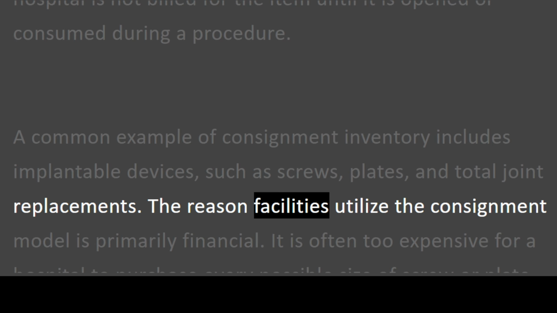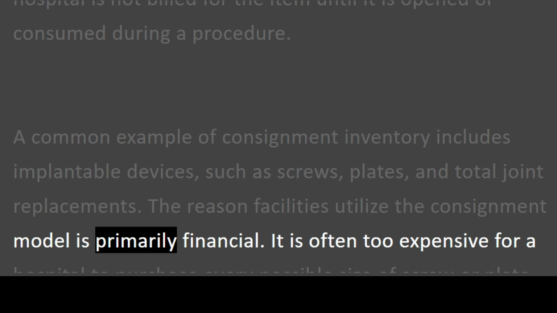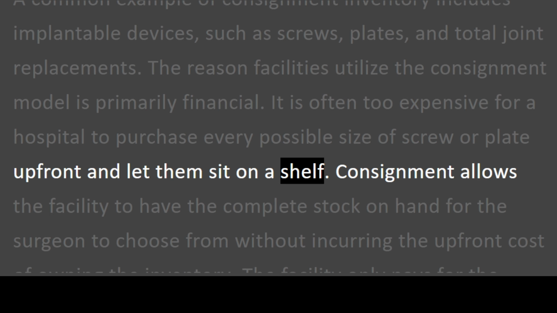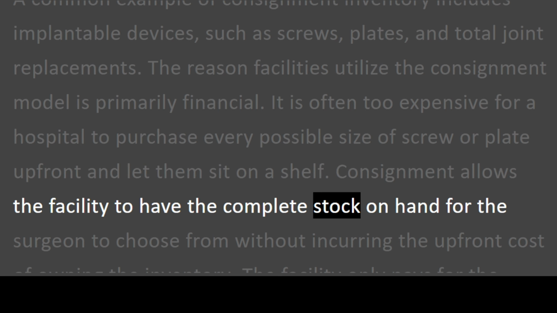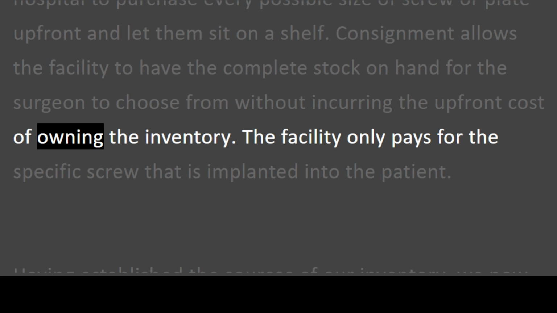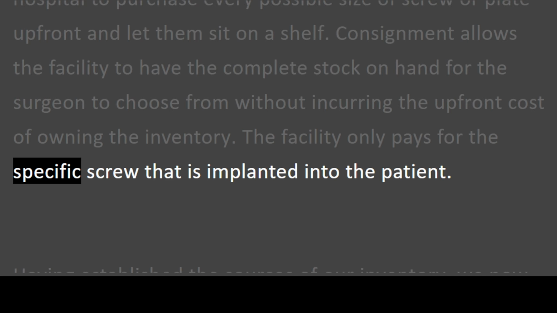The reason facilities utilize the consignment model is primarily financial. It is often too expensive for a hospital to purchase every possible size of screw or plate upfront and let them sit on a shelf. Consignment allows the facility to have the complete stock on hand for the surgeon to choose from without incurring the upfront cost of owning the inventory. The facility only pays for the specific screw that is implanted into the patient.